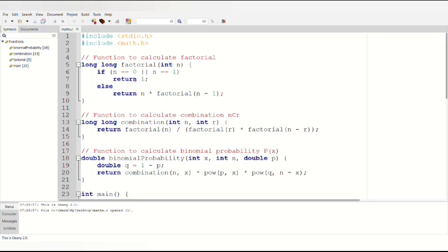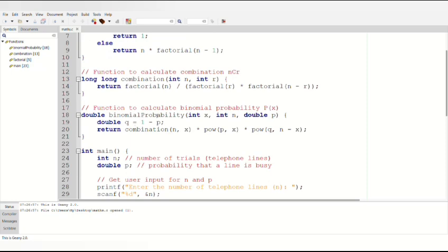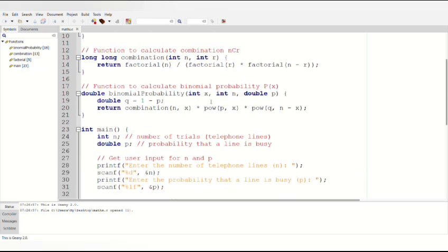n-1. Next function is combination. This function calculates the combination n choose r, nCr, using the factorial function. It returns n factorial divided by r factorial times n-r factorial. Next function is binomial probability. This function calculates the binomial probability, P of x, for given parameters. X is the number of successes, n is the number of trials, and p is the probability of success.